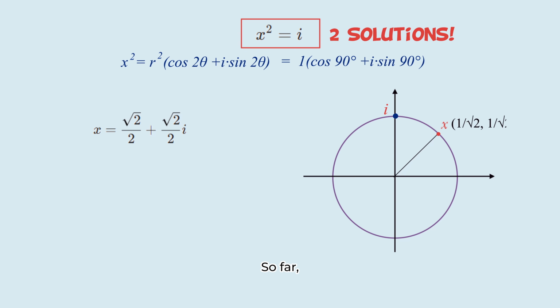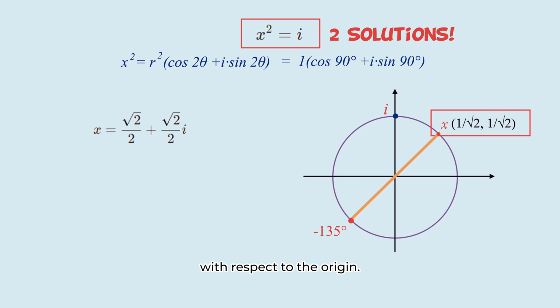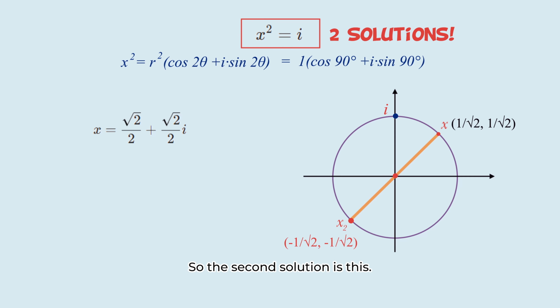So far, we found the point that reaches i by rotating counterclockwise twice. But rotation can also go the other way. (0, 1) can also be reached by rotating negative 270 degrees. So the original rotation angle must be half of that, negative 135 degrees. This point is symmetric to the first solution with respect to the origin. So the second solution is this.